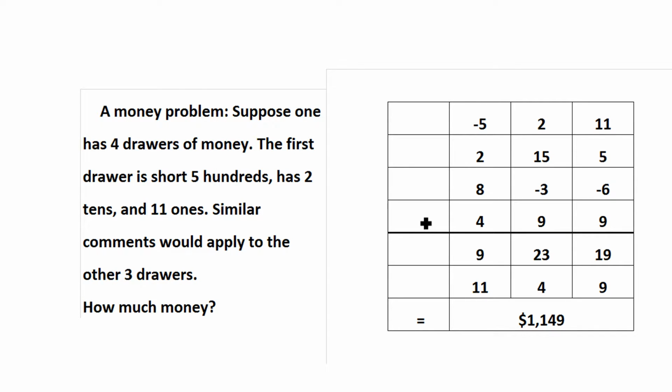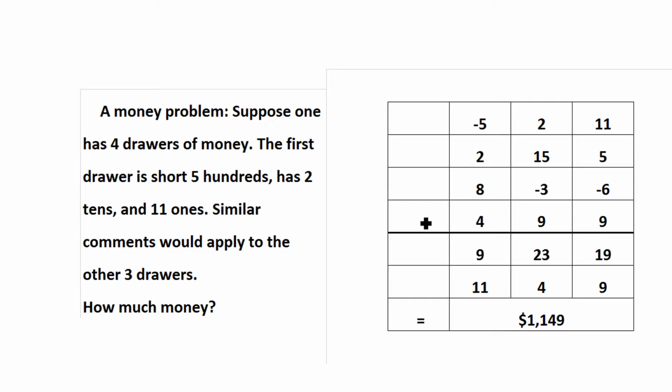A money problem. Suppose one has 4 drawers of money. They're represented by the 4 rows of numbers to the right. The first drawer is short 5 hundreds, has 2 tens, and 11 ones. Similar comments would apply to the other 3 drawers. How much money do you have?